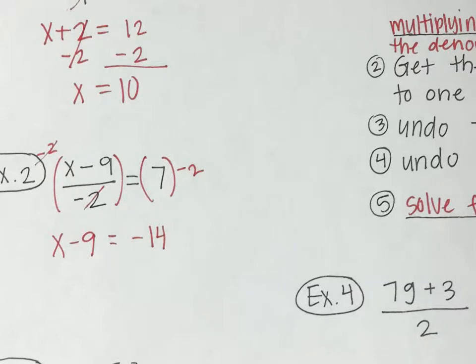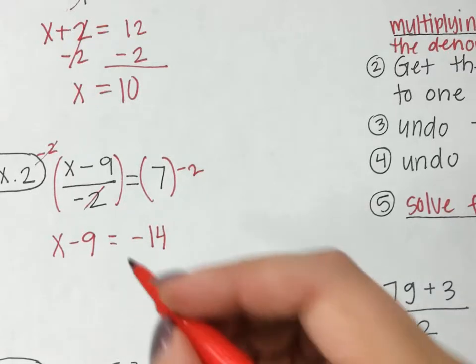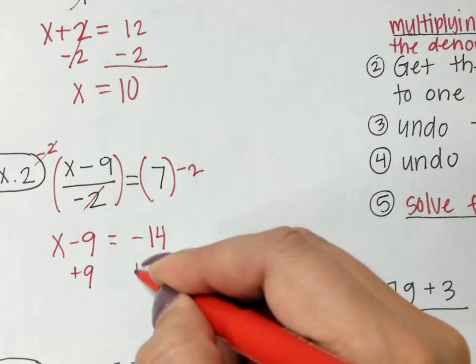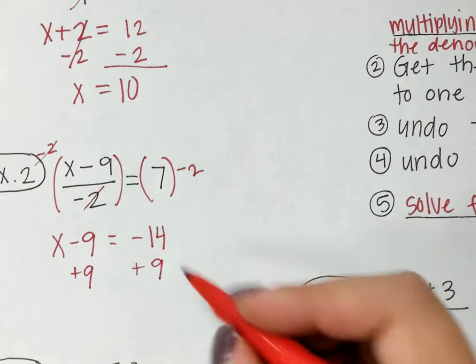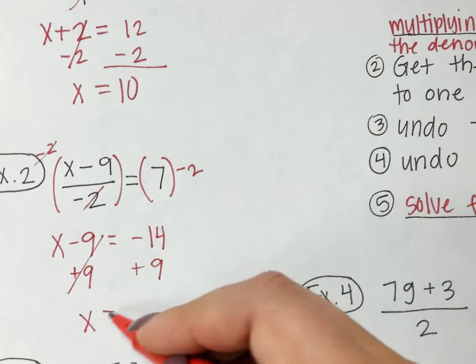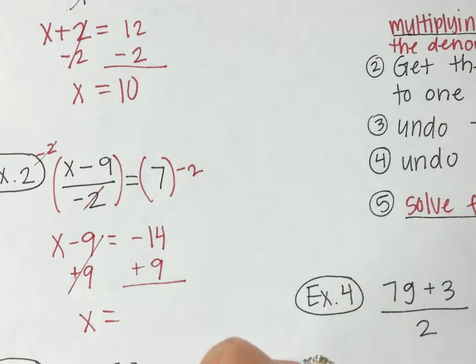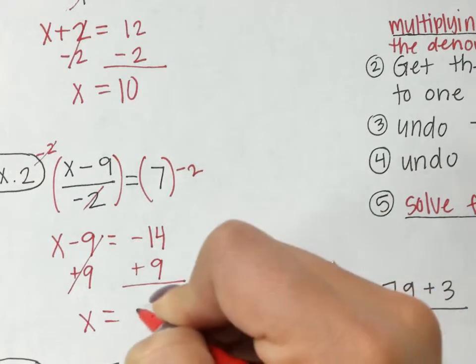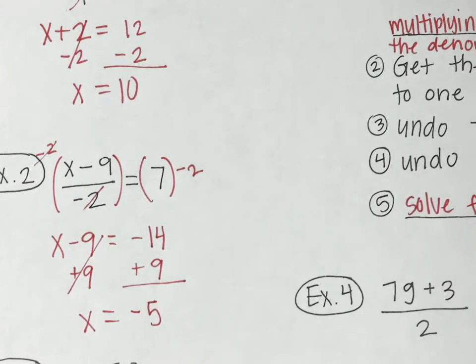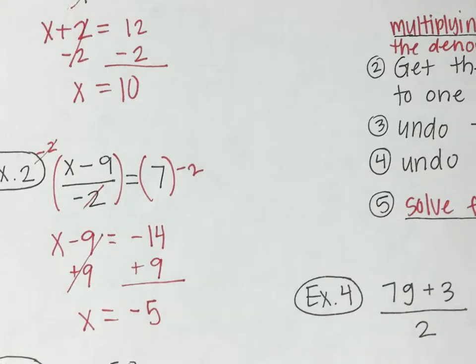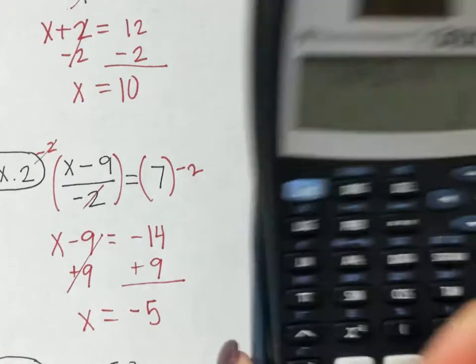What do I have to do now? You add 9 to both sides. Good. I'm going to add 9 to both sides. So those cancel and it leaves me with x is equal to what? Try again. Negative 5. So x equals negative 5.